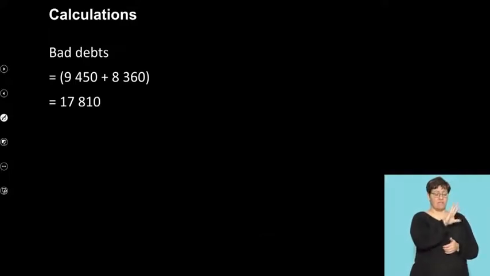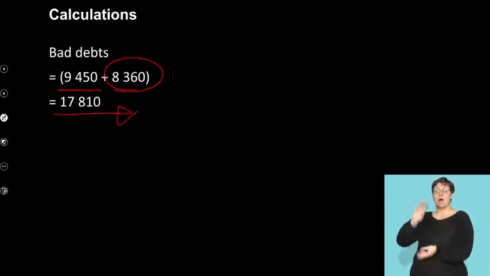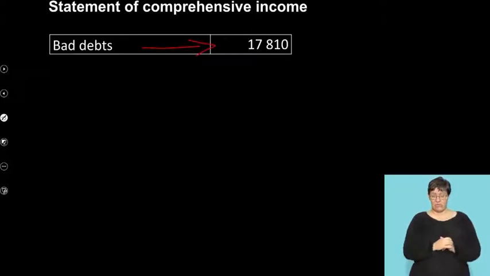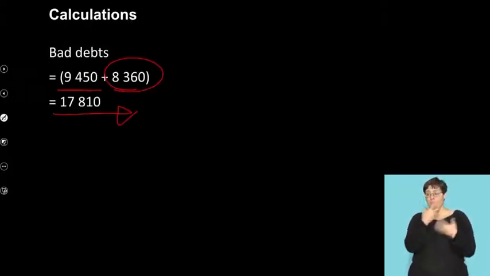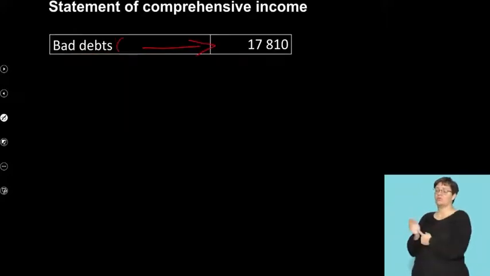Here you can see there's my 9,450 plus the further bad debt of 8,360 gives me a total of 17,810. So my bad debts is 17,810. Remember, we said good practice, but because we've done it here, we're just saying take that amount there and show it in your brackets as part of your calculation.